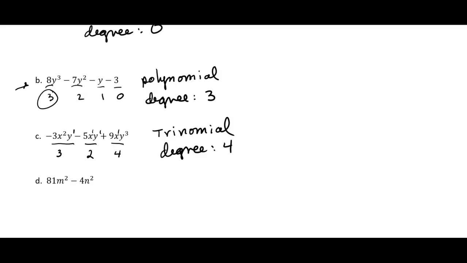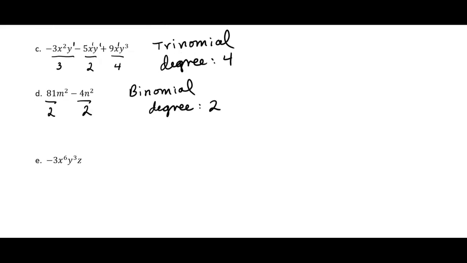So D here, well, how many terms do we have? 1, 2. A good way to think of terms is terms are separated by addition and subtraction signs. Okay? So you just have 2 terms there. So it's a binomial. And what's the degree? Well, the degree here is 2 and the degree here is 2. So the degree is 2. You don't have really a highest one. They're both the same, but it's 2.